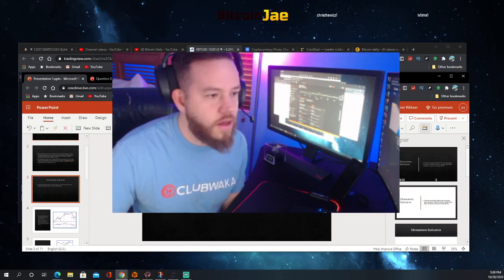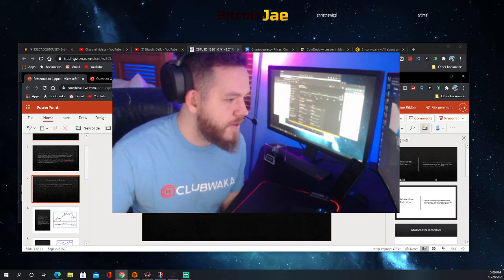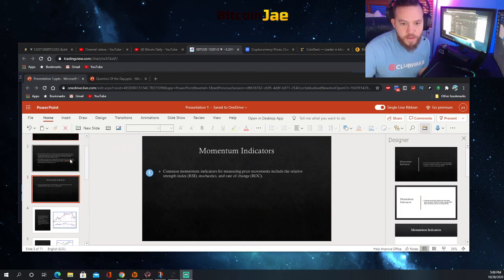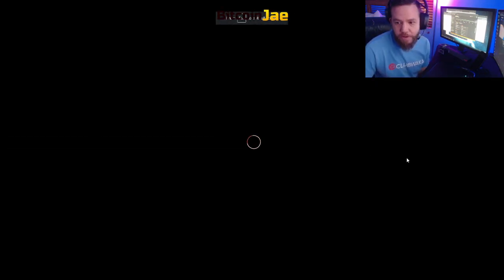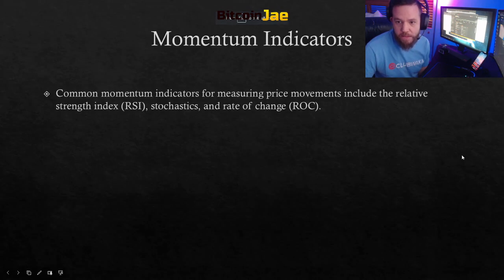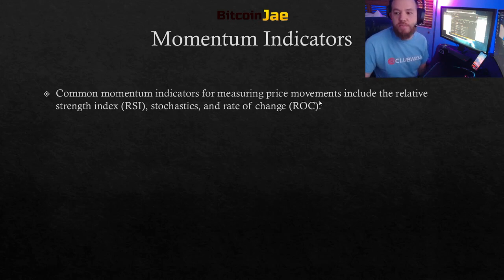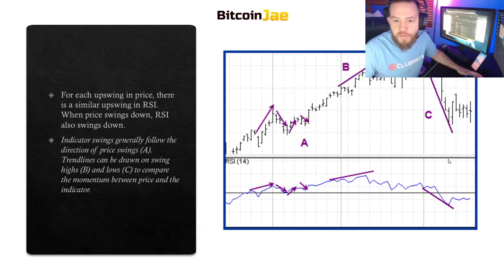All right, so the first thing we're gonna talk about is momentum indicators, right? So the common momentum indicators for measuring price movements include the relative strength index, which is the RSI, the stochastics, and the rate of change, ROC. So those are some of the more popular indicators, right?